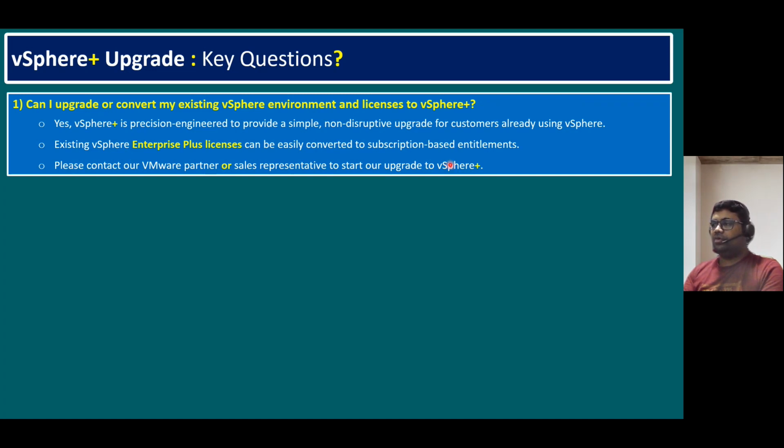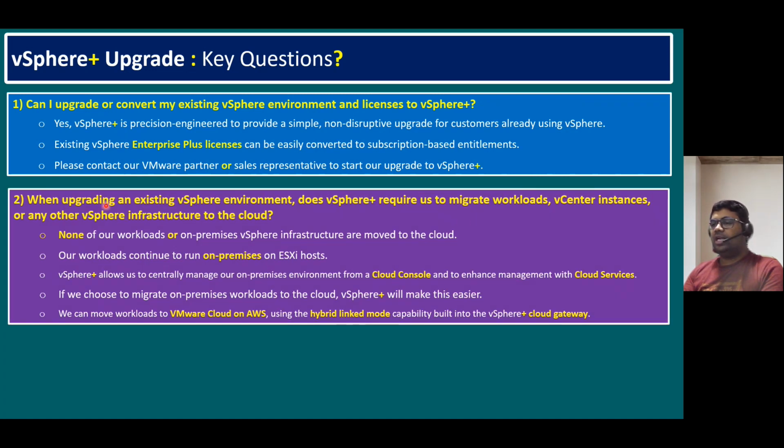Okay, even if any of your customers ask you how we can upgrade, you can just inform them that we have an upgrade option, and tell them to contact a VMware partner or VMware sales representative to start the smooth upgrade process from vSphere to vSphere Plus. And another question is, when upgrading an existing vSphere environment, does vSphere Plus require us to migrate workloads, vCenter instances, or any other vSphere infrastructure to the cloud?